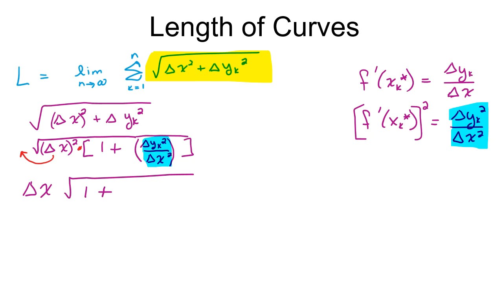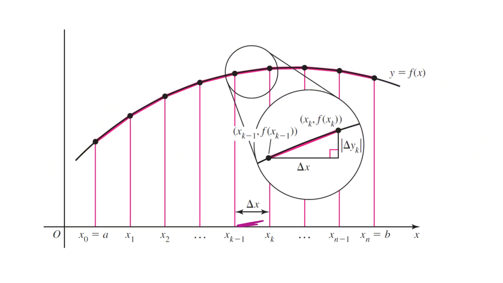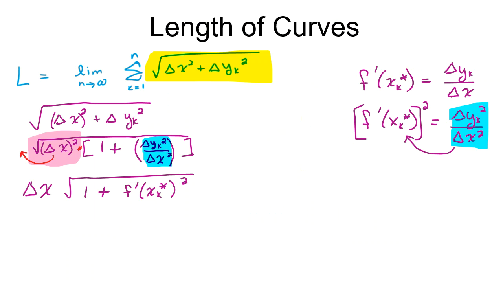And what do I have left? 1 plus, and what's all that light blue stuff? Well, it's equal to f prime of x sub k star squared. Now, one thing to keep in mind when we take the square root of delta x squared: technically it would be the absolute value of delta x, but we know that delta x is positive because it represents this distance. When we take the square root of a squared, it's not always that number. If I take the square root of negative 3 squared, it's not negative 3. It only works if it's positive. So just a little thing to remember there.